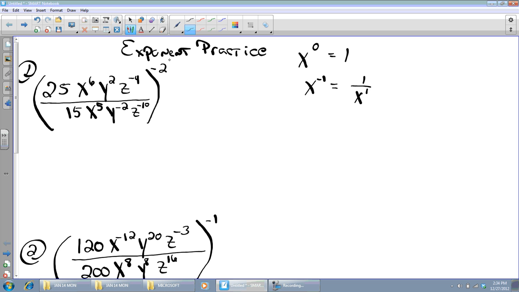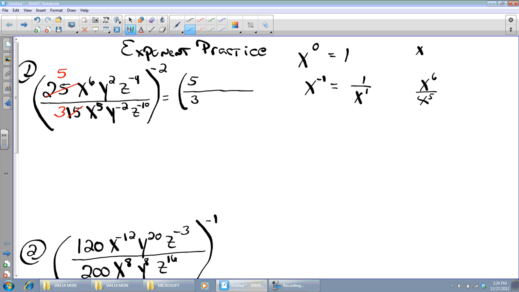Okay, I'm going to look in here, and I'm not going to do anything with this -2 yet. I'm going to worry about that later. First of all, I'm going to see if I can simplify this, and it sure looks like I can. The 25 can be divided by 5, and so can the 15. So in my new fraction, for right now anyway, in the numerator I'm going to have a 5, and I'm going to have a 3 in the denominator. Now this x to the 6th over x to the 5th, there's a couple ways to think about it.